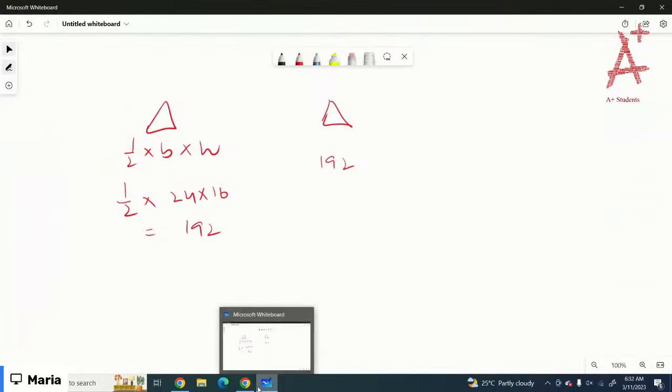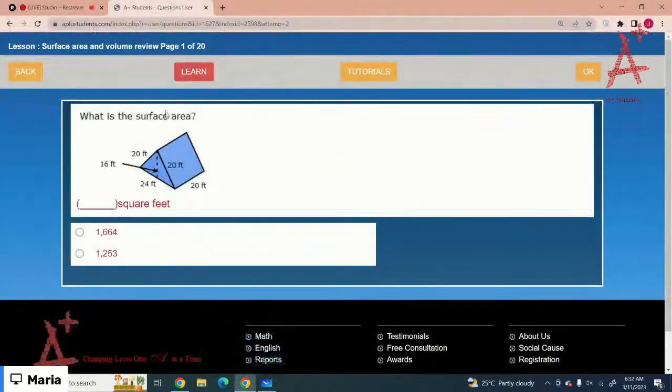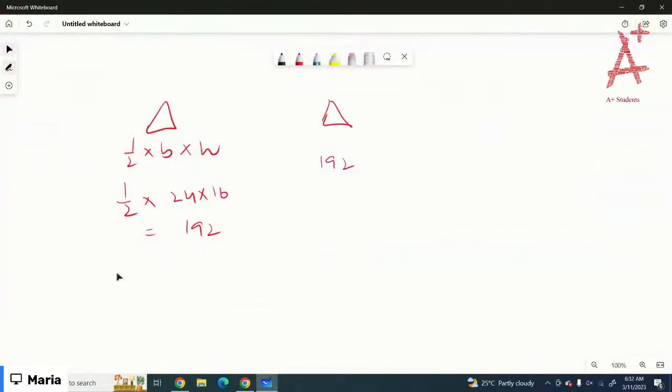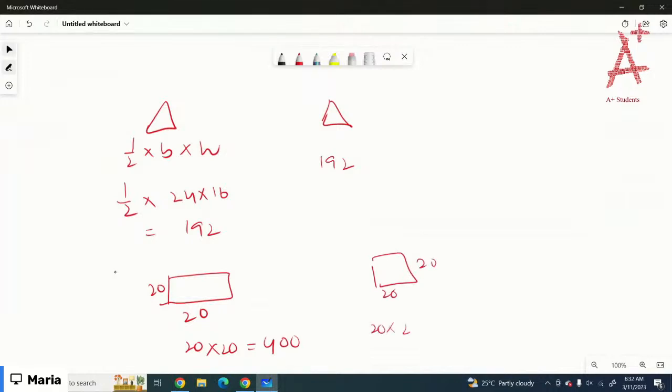Got it? Now let's calculate the surface area of the rectangular sides. It would be 20 and 20, so length times width. 20 times 20 is 400. The other side face has the same measurements, so 20 times 20 is 400. Got it?